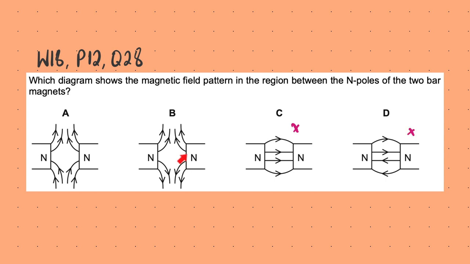And I know that this is what the field line patterns look like. And additionally, the field lines must be going away from the north, which is happening here and here, but not here, because these are coming into north. So A is also wrong, and B is my correct answer here. Let's go on to structured questions.